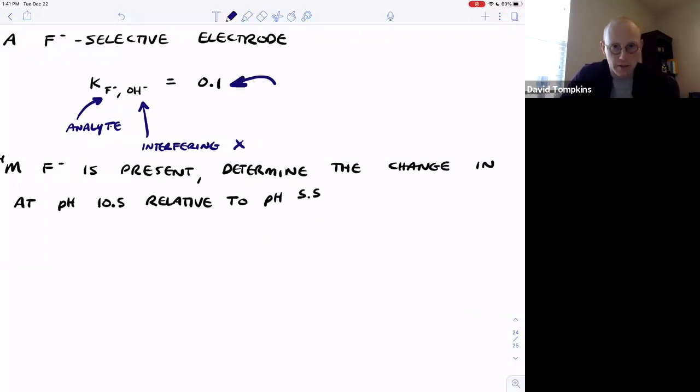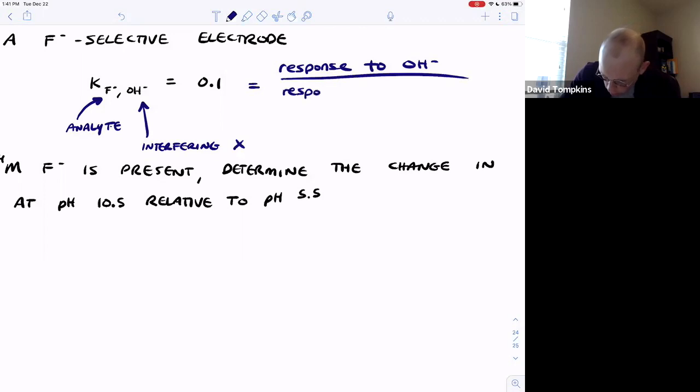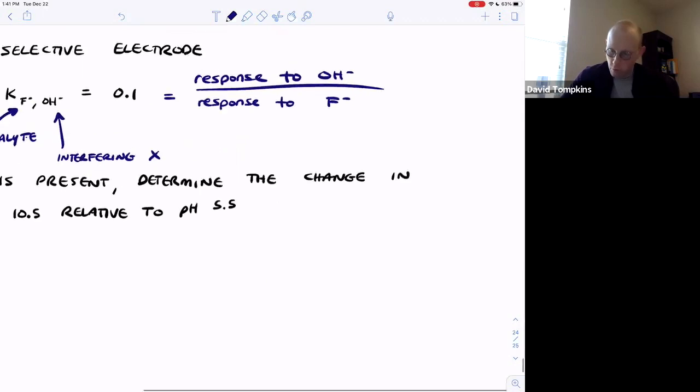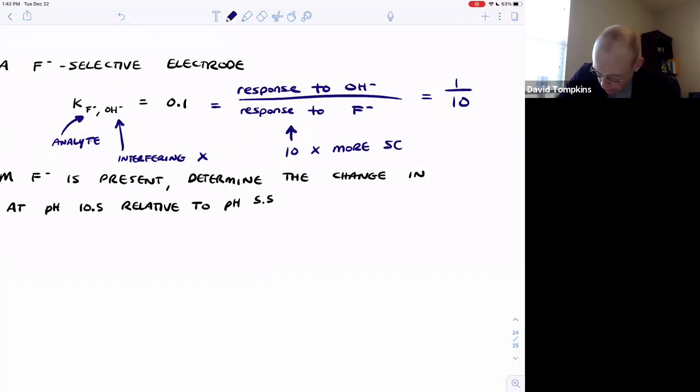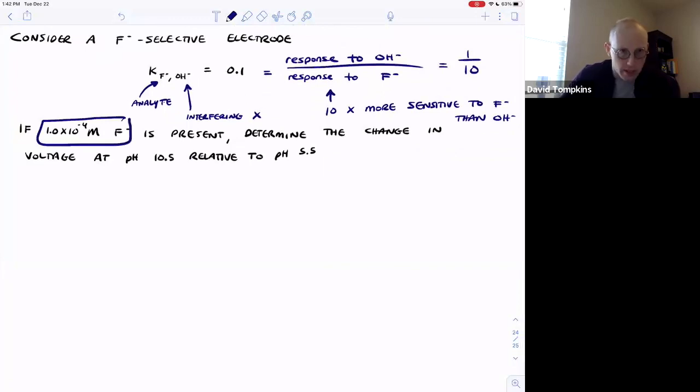And this selectivity coefficient has been determined to be 0.1, which is the measure of response that this electrode has to hydroxide relative to the response that it has to fluoride, which basically means there's a 1:10 ratio where this detector, or ion-selective electrode, is 10 times more sensitive to fluoride than hydroxide. So we're told that there's a 1 × 10⁻⁴ molar solution of fluoride. And we want to know what the change in voltage would be if we have a pH of 10.5 relative to a pH of 5.5.